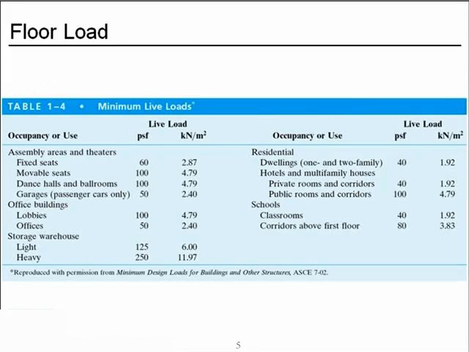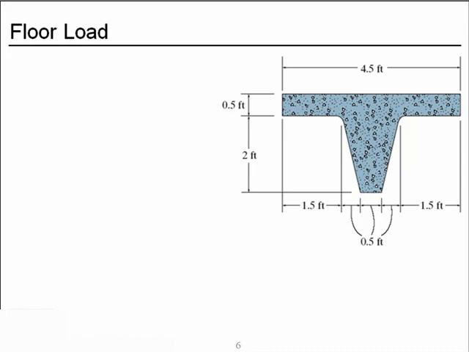To find the resultant live line load, we need the appropriate live surface pressure. Minimum live loads for various structural uses are listed in Table 1-4. For office buildings, there's a different anticipated live load for lobbies and offices. We're dealing with an office, so our design live load is 50 pounds per square foot. So our distributed surface live load is 50 pounds per square foot.